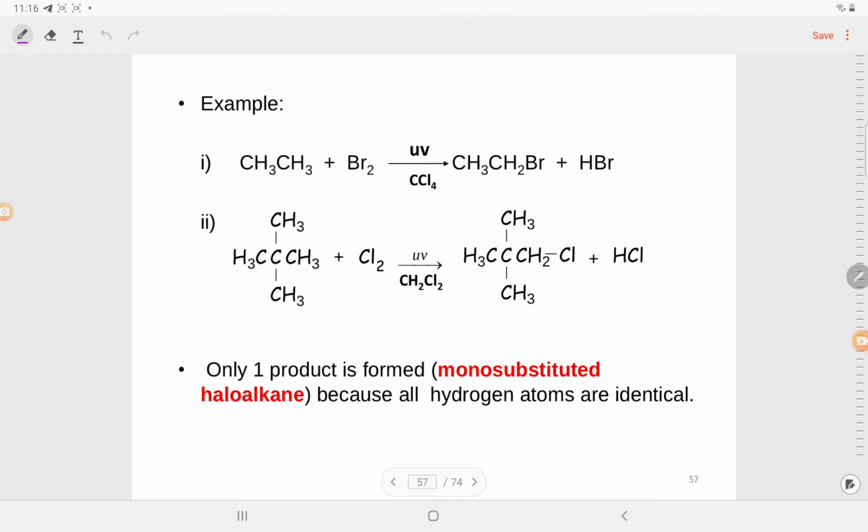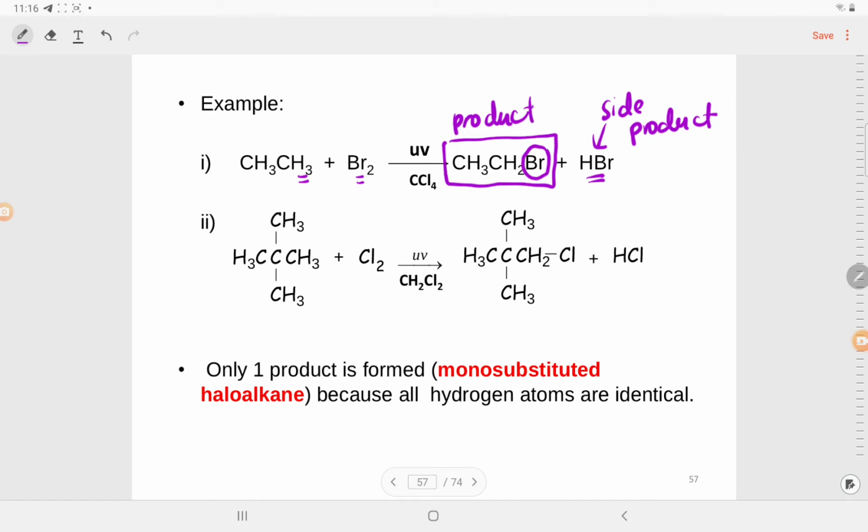So this is an example equation. One of the hydrogen atoms is replaced with one bromine atom to become bromoethane, and this is our side product. If the question asks you to give the product formed, this is the organic product, which we call the haloalkane. The most important conditions are the reagent, UV and inert solvent.